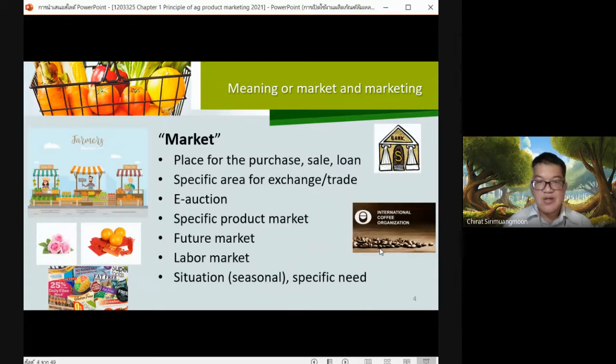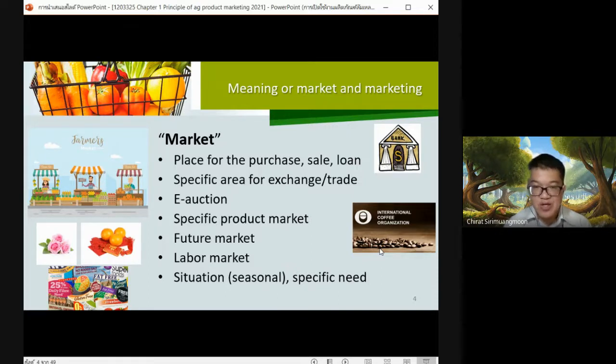So what is market? Market can be a place for purchasing, a place for selling, or even a place for loaning. If we talk about market, you might imagine, oh, we have a local market, but in this case, it can be the exchange of money. So you can count the bank as a market as well. And sometimes market can be a specific area for exchange or trade.